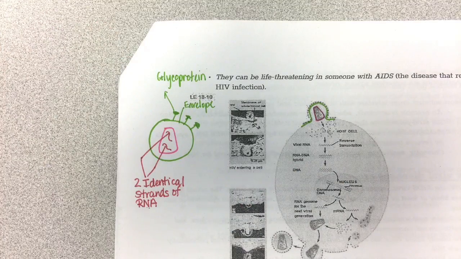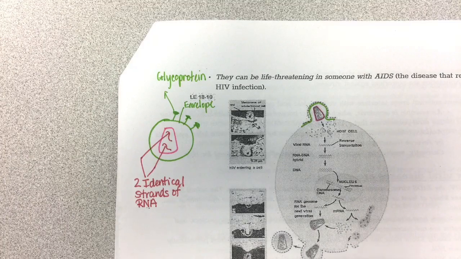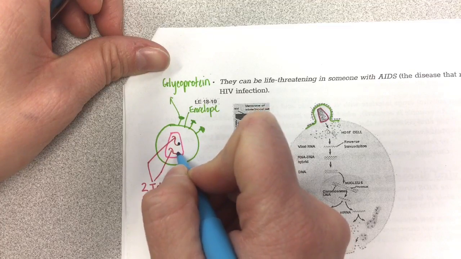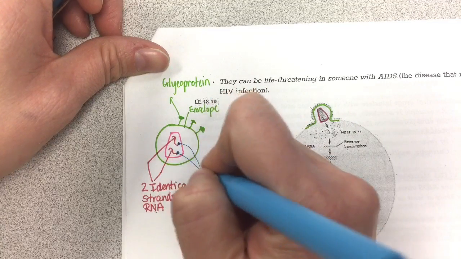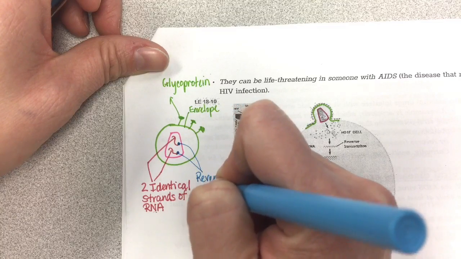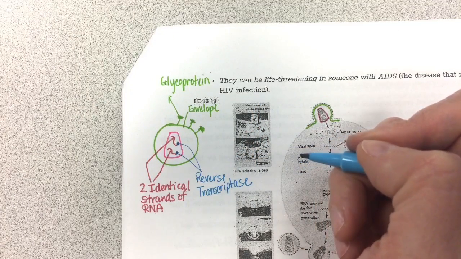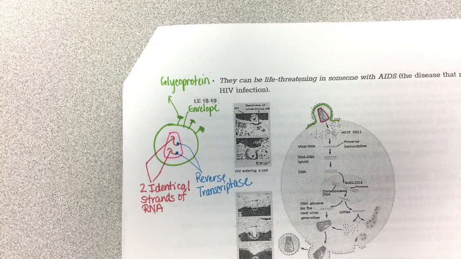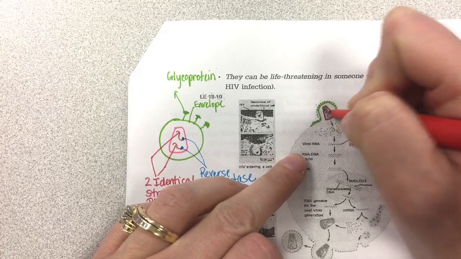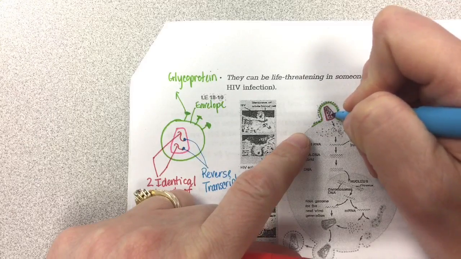And then what's unique is that it has this enzyme. What was the enzyme called? Reverse transcriptase. That's the blue here. This is the reverse transcriptase. If we color code this part here, you have your two RNAs, and then you have your reverse transcriptase. It's kind of hard to see there.